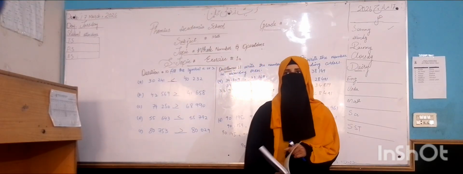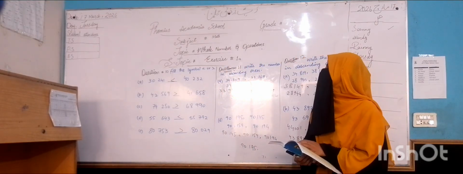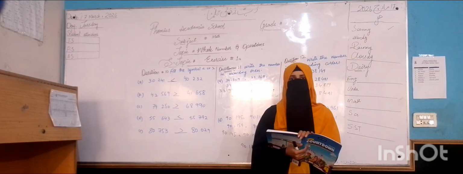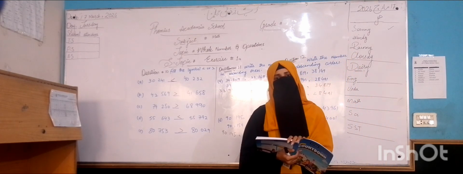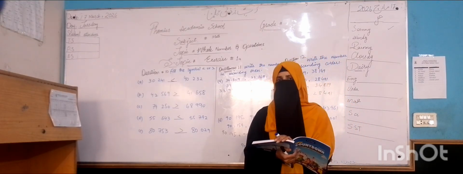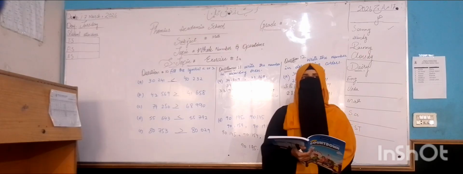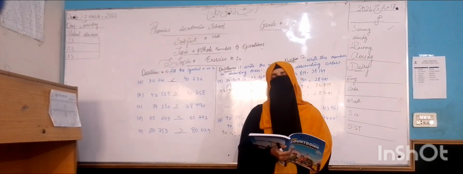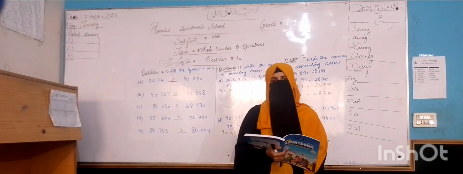So students, this is the lecture about the signs of less than and greater than. The less than sign is used when the left side is smaller and the right side is greater. The greater than sign is used when the left side is greater than the right side. In ascending order you arrange smallest to greatest, and in descending order you arrange greatest to smallest. So do your classwork and complete your homework.